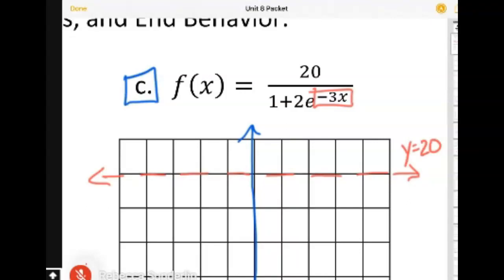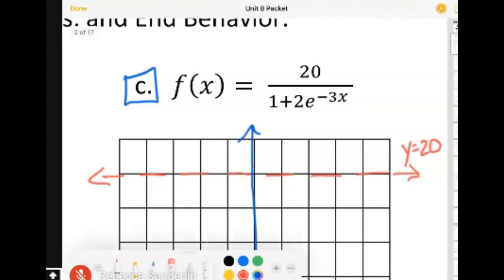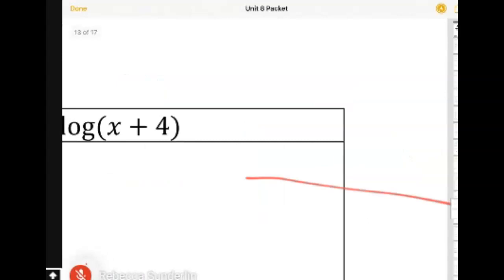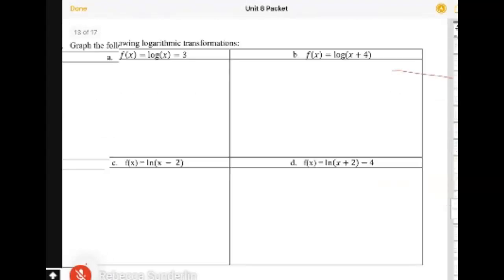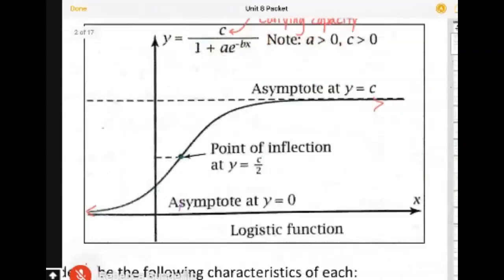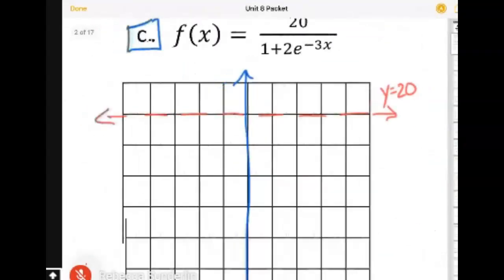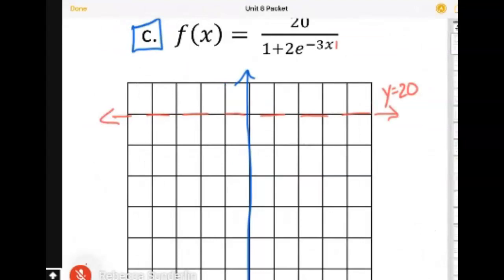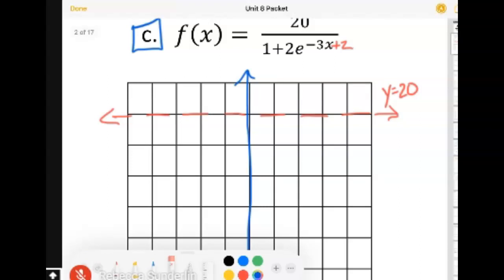So if I had instead had a +2 here, that would have given me a shift up or down. But it doesn't, so we're good.